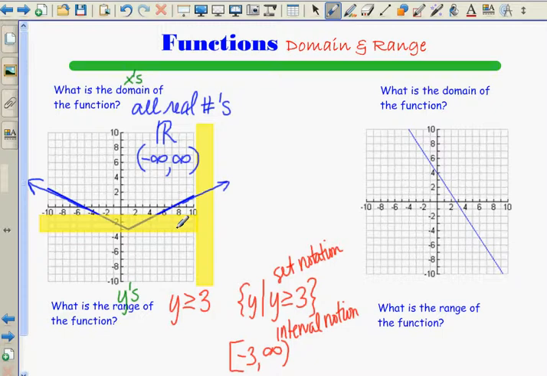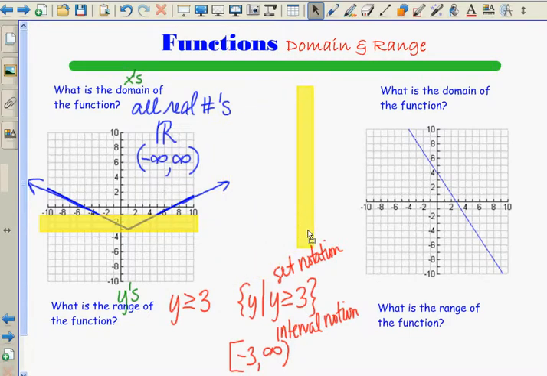So let that sit for a while. Let me do a few more and you might see the deal with the bracket and the parentheses. Bracket just means you include -3, that at -3 we're included. It's kind of like the open and closed circles. So that bracket's kind of like a closed circle. All right, so domain x's, range y's.